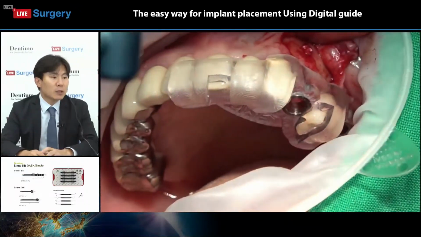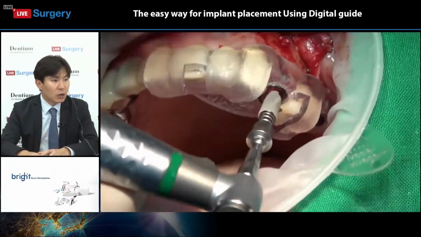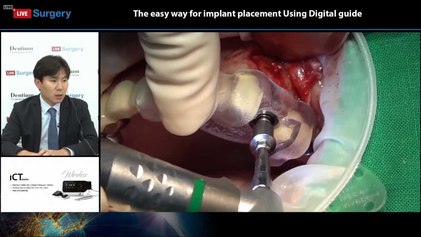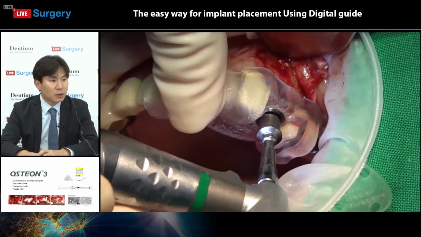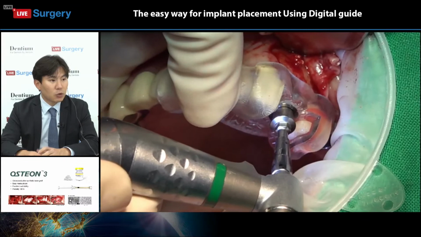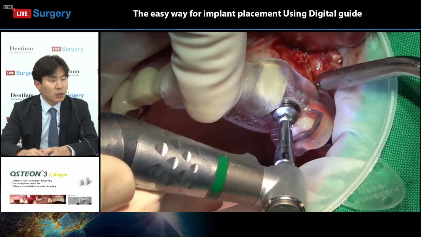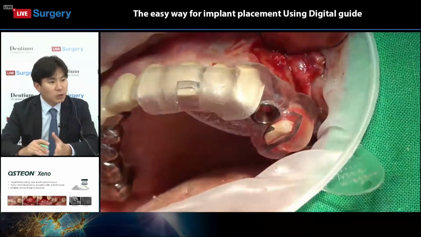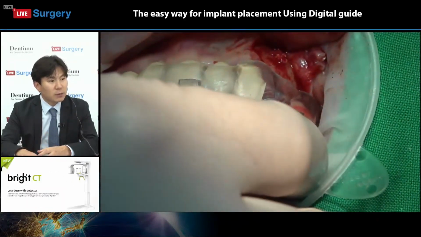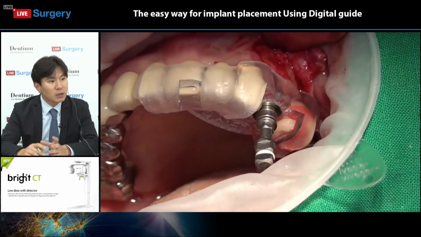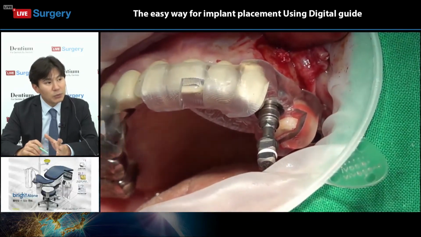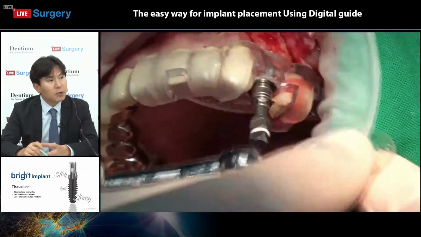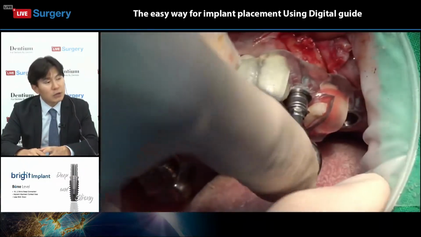And before placing the implant, he inserted the bone material into the socket. Then he placed the implant. During the implant placement, the bone graft material naturally spread to the gap defect, and you can see some bone graft material from the penetration defect.